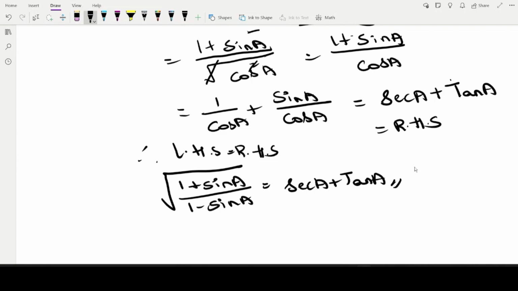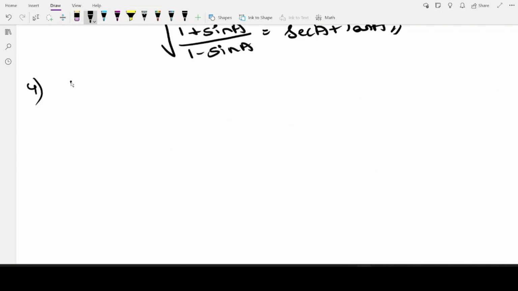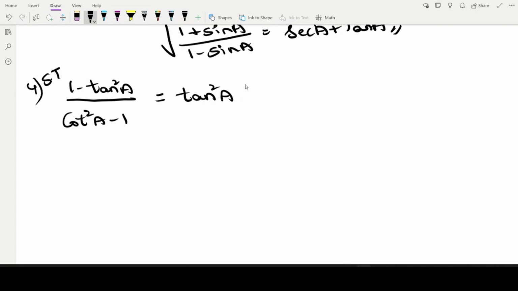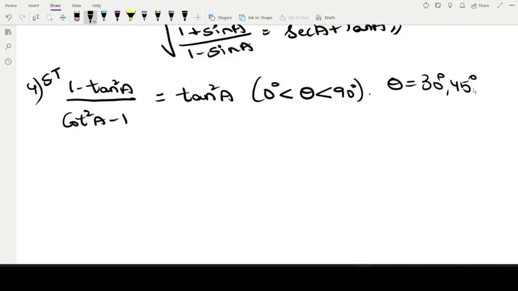So now let us shift to the fourth question. He's asking us to show that 1 minus tan square A divided by cot square A minus 1 equals tan square A, and the condition is 0 degrees less than theta less than 90 degrees. This means that theta will be equal to 30, 45 and 60. Theta is not equal to 0 or 90 degrees. So this is the meaning of this condition. Now let us prove it.